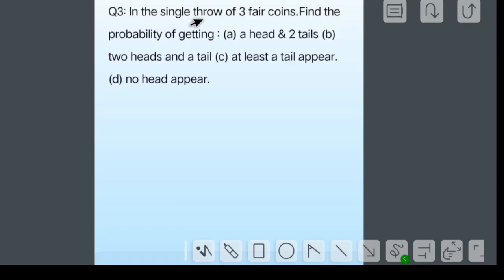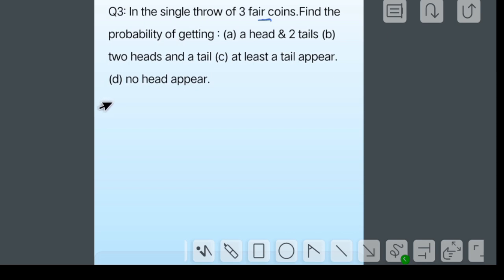In the single throw of 3 fair coins, find the probability of getting a head and 2 tails, 2 heads and a tail, at least a tail appear, then no head appear. Now, it's a straightforward question.